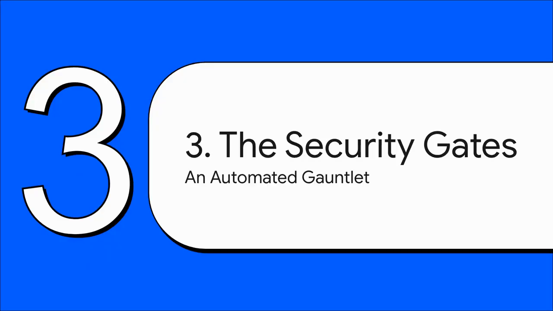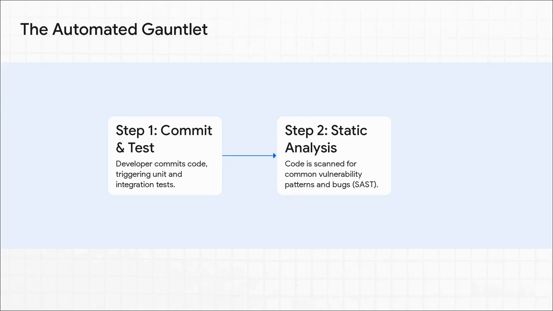So our piece of code now enters the CI/CD pipeline. And I want you to think of this pipeline as more than just a build tool. Think of it as a gauntlet, an automated gauntlet of security checks. And to make it to production, our code has to prove it's worthy by passing every single one of these gates. The second that code gets committed, the gauntlet begins.